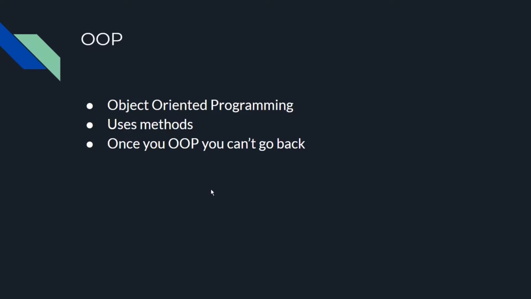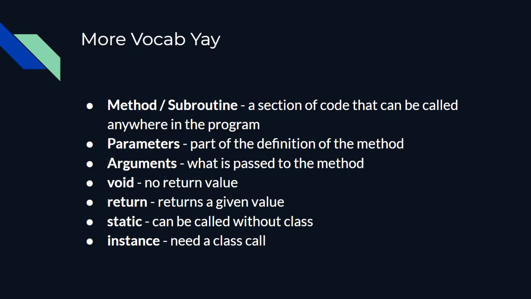So now we move on to the real meat and bones of Java, object-oriented programming, or OOP. So OOP, which is what Java is, basically you're using methods that'll help you do multiple things faster, easier, and better. So now let's look at some more vocab. A method or a subroutine, which I've been talking about a lot, is a section of code that can be called anywhere in the program, right? Parameters are part of the definition of the method, which I will show you when we go back to VS Code.